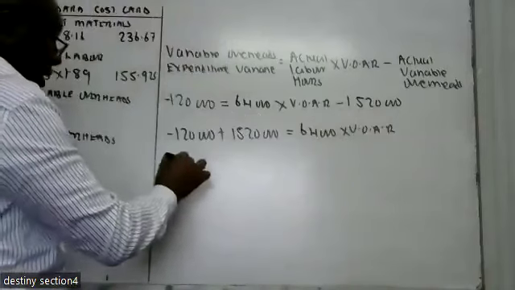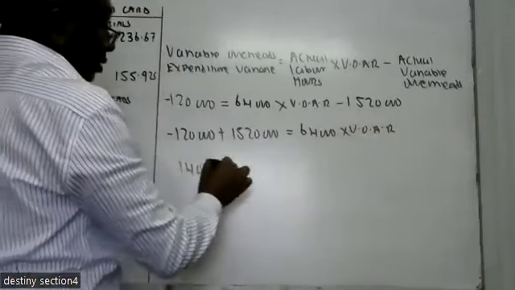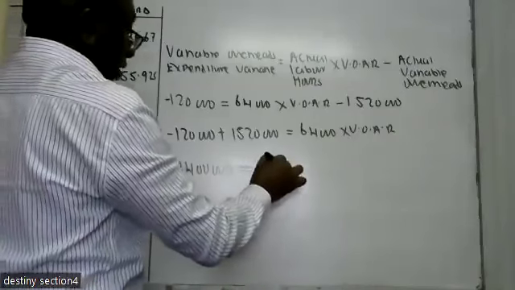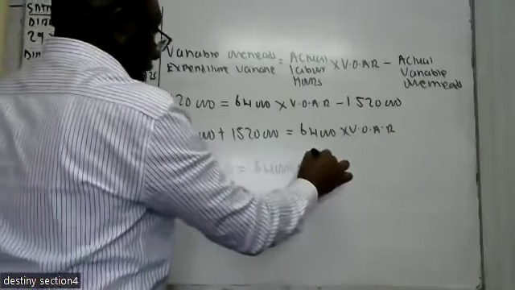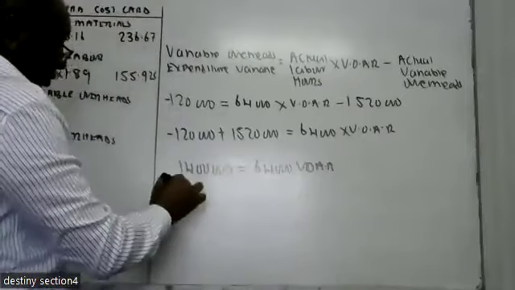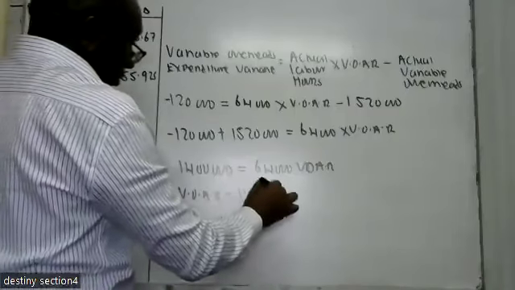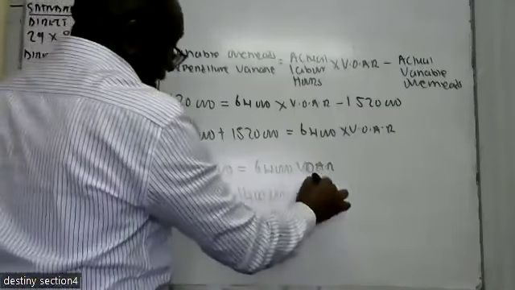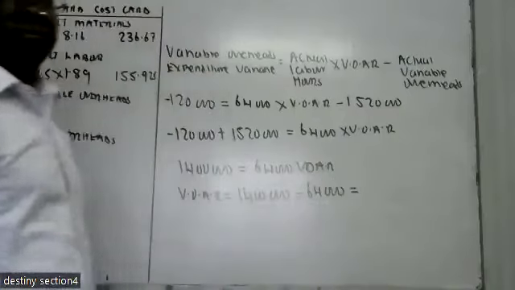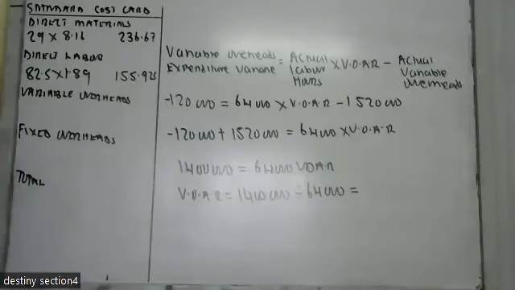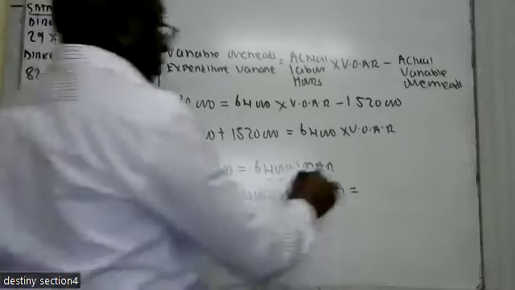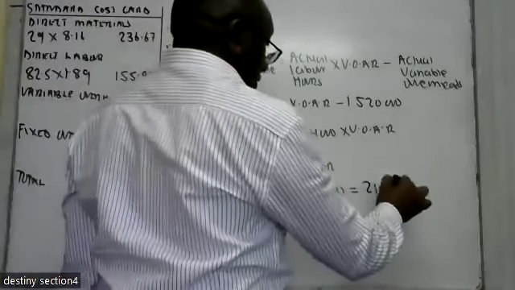I think that should remain as 1.4 million equals 64,000 times VOAR. So if I want to be left with VOAR, it will be 1.4 million divided by 64,000, which is 21.875.